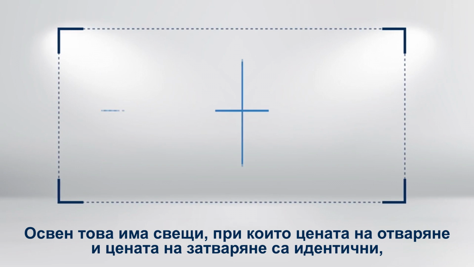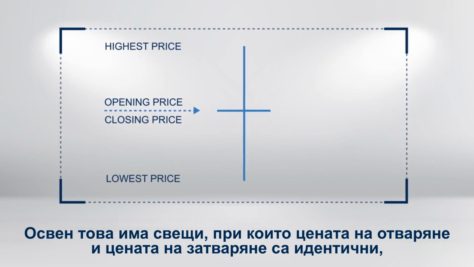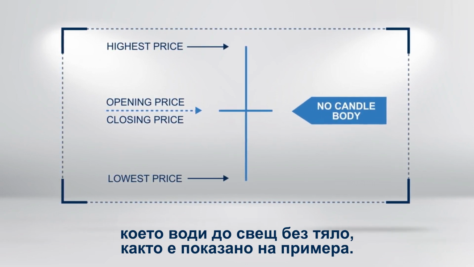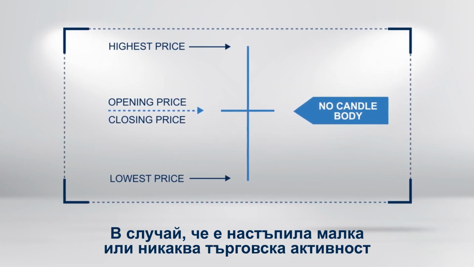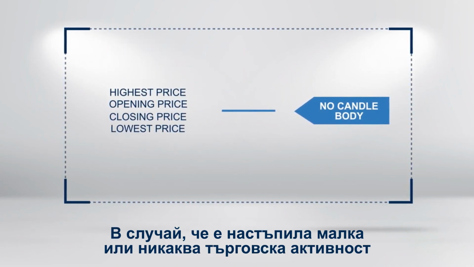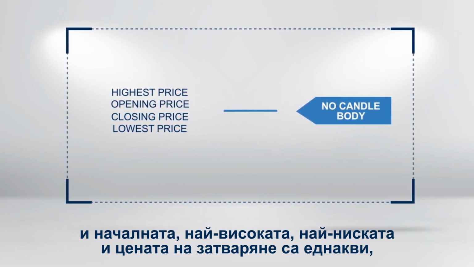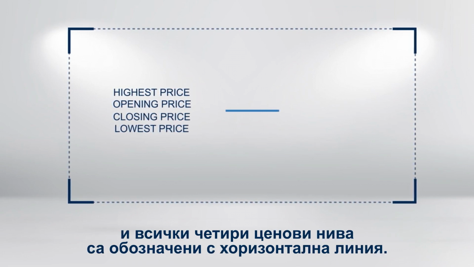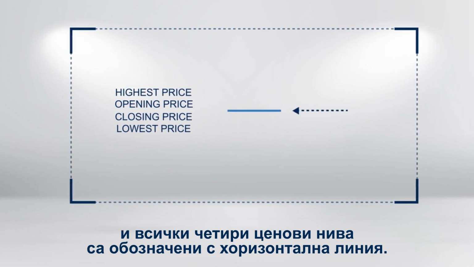In addition, there are candles where the opening price and the closing price are identical, which results in a candle without a candle body, as illustrated below. In case that little or no trading activity has occurred and the opening, highest, lowest and closing prices are the same, no body, upper or lower shadow is seen, and all four price levels are denoted by a horizontal line.